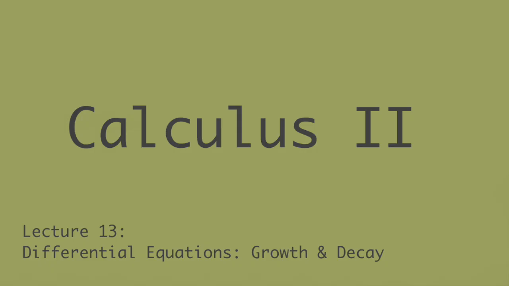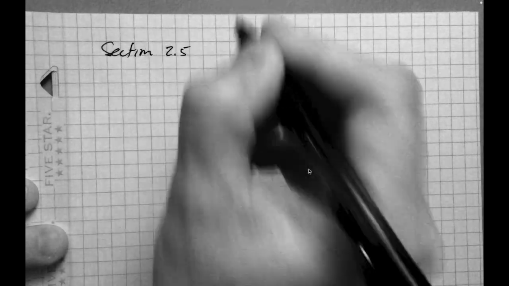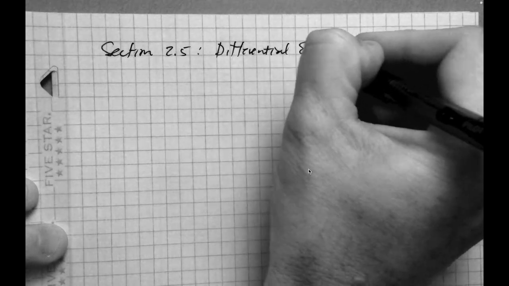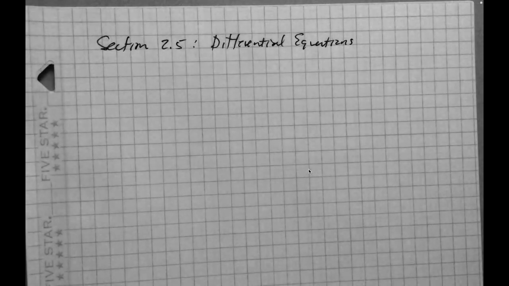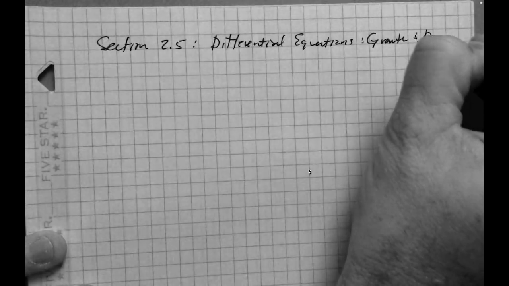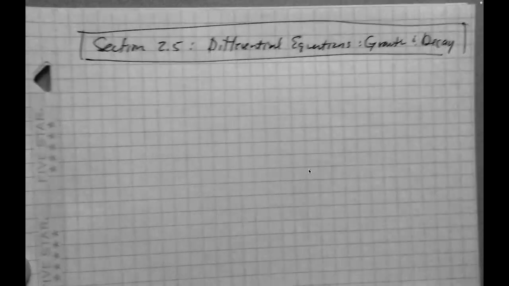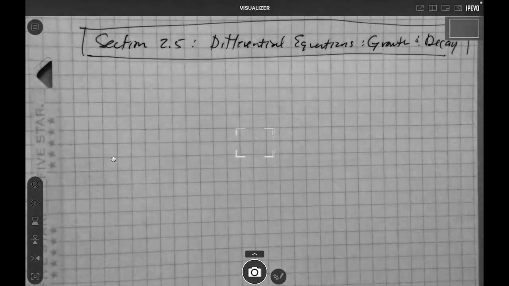So with that, let's get started. We'll call this section 2.5, and this will be differential equations. We're going to talk about a very specific family of models that are technically differential equations, and those are going to be growth and decay models. So that is what we're up to here.